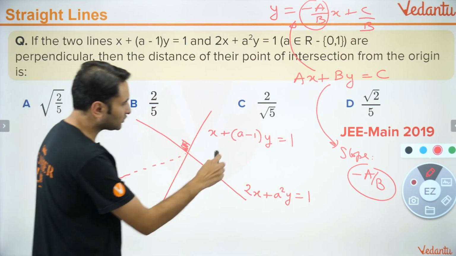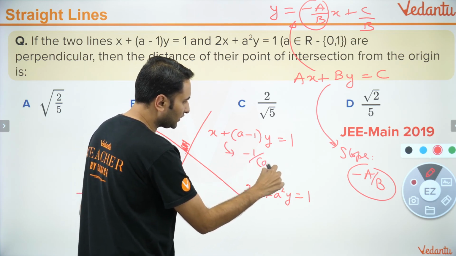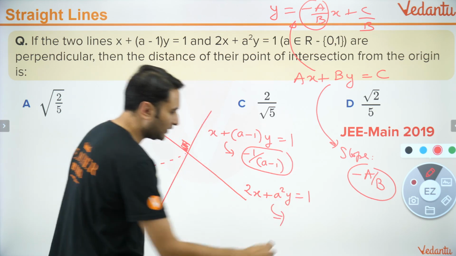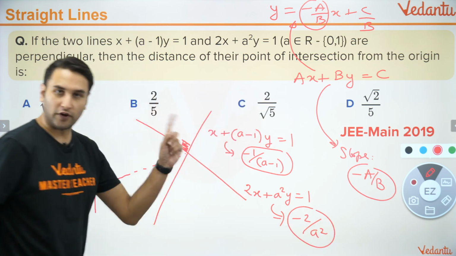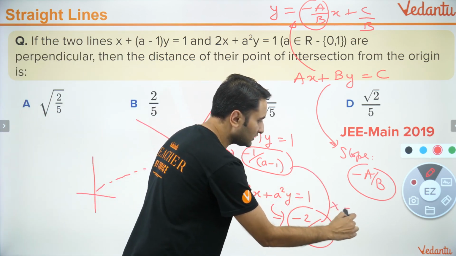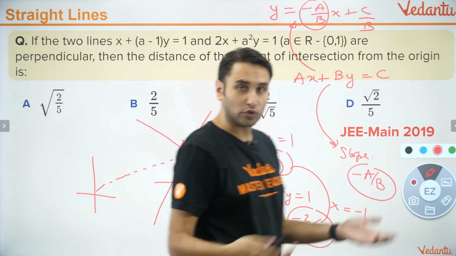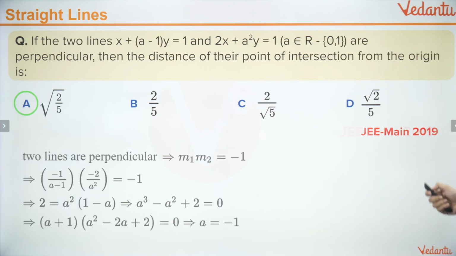So what will its slope be? Its slope will be minus 1 upon a minus 1. And what will be the slope of the other? Its slope will be minus 2 upon a square. So step 1, multiply these two. Their multiplication is minus 1. That will give you something and then proceed. Very simple. Let us move ahead quickly.